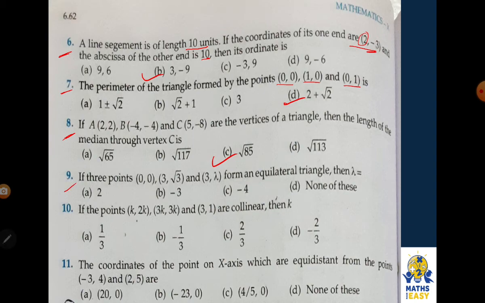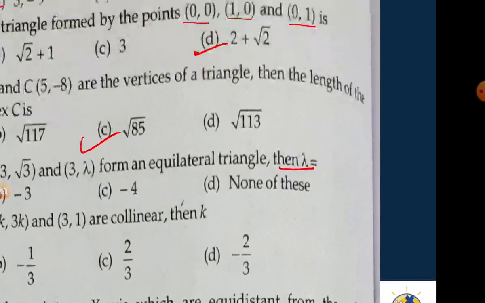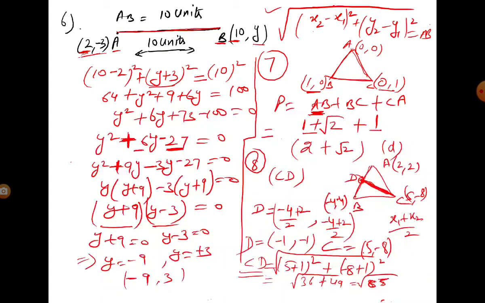If 3 points, this and this, form an equilateral triangle, then what is the value of lambda? This is called lambda. Let us see. Now we have the next question, that is question number 9. Again we'll apply the distance formula here.